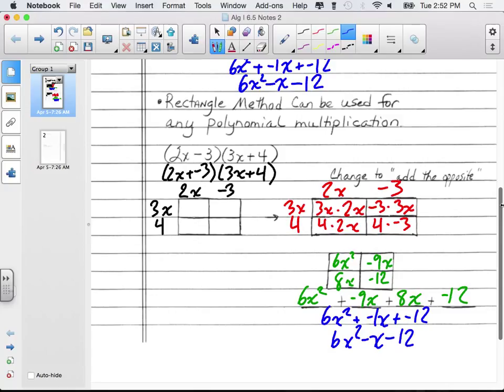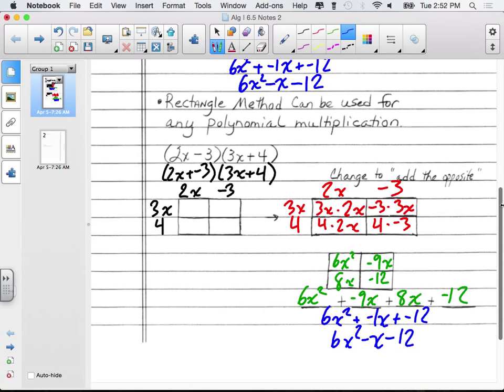If you have a trinomial and a binomial, do you just add two more columns to the right? Good question. What kind of rectangle do we have? A square one. How many rows are there? 2 rows. How many columns are there? 2. So this is a 2 by 2 rectangle.